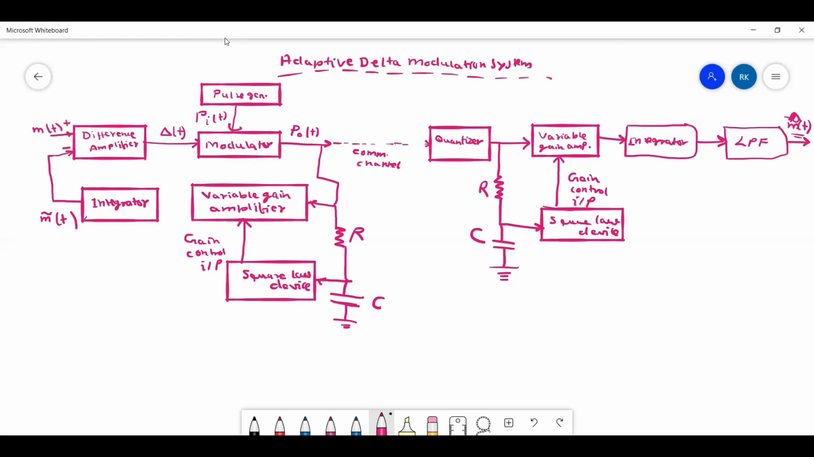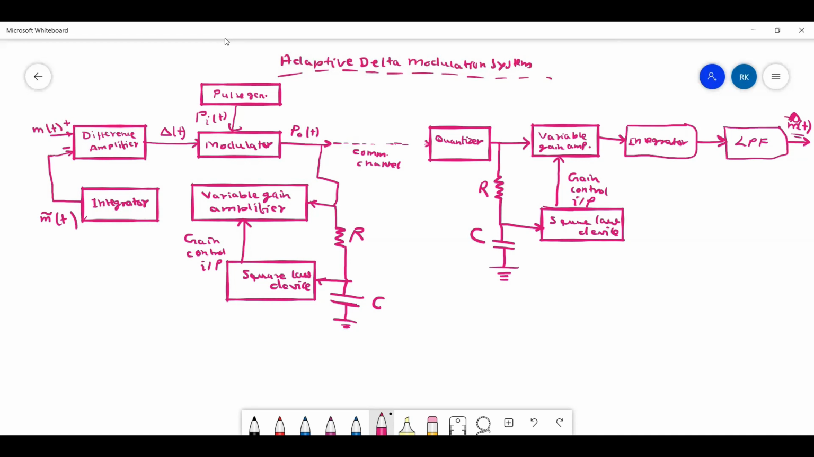When the signal variations are within the step size, this P0(t) is a sequence of alternate positive and negative pulses. The RC integrator output in this case is 0, and hence the gain control input of the variable gain amplifier is also 0. The gain of the variable gain amplifier decreases, resulting in a reduced step size, which takes care of the situation. So in both cases, the step size is either increased or reduced based upon the gain of the variable gain amplifier. That happens at the transmitter side.